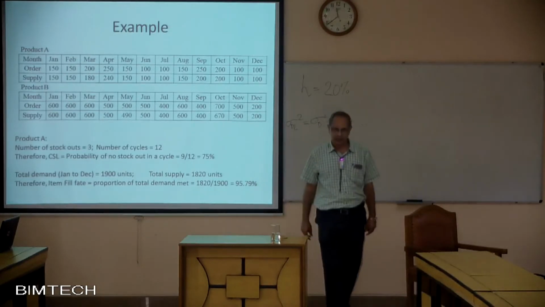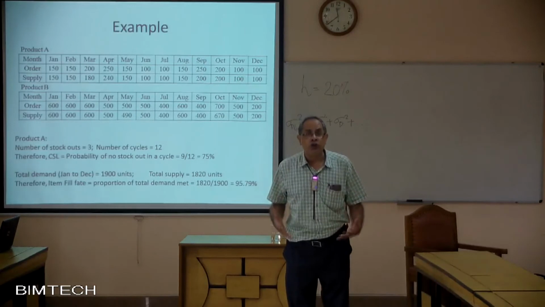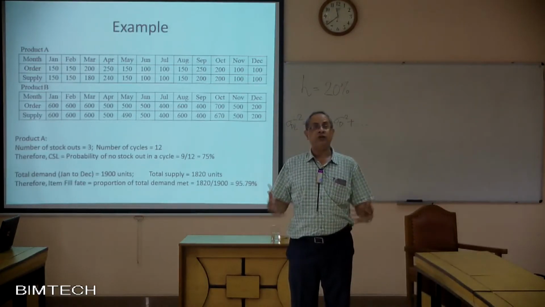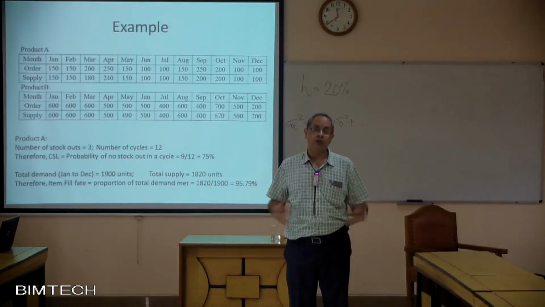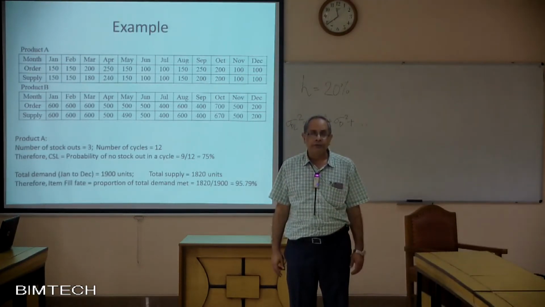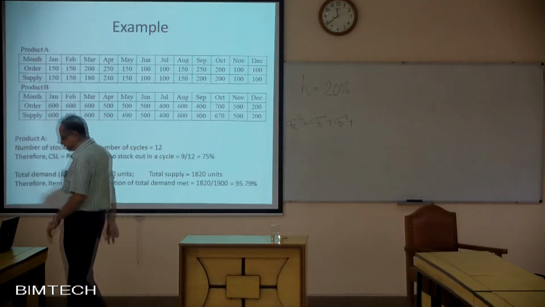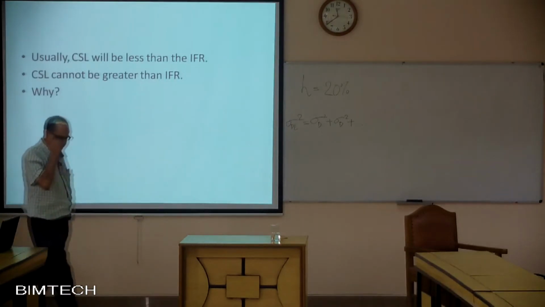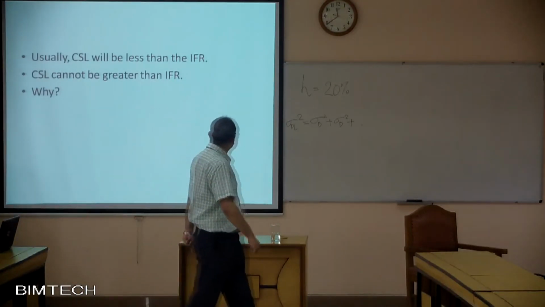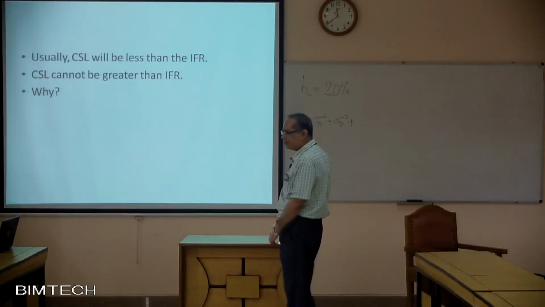And what is item fill rate? Item fill rate is the proportion of the total demand that we are able to meet with our existing supplies or with our stock. So that's the basic difference between CSL and item fill rate. And here we are saying that usually the CSL will be less than the item fill rate. Why are we saying that?